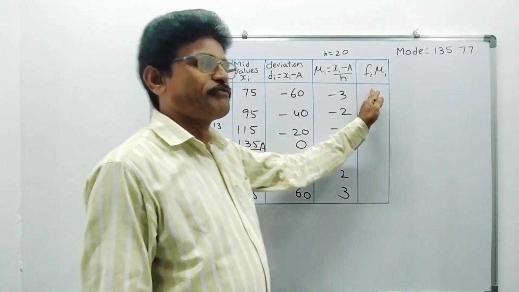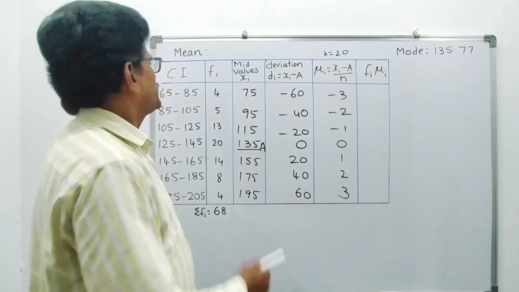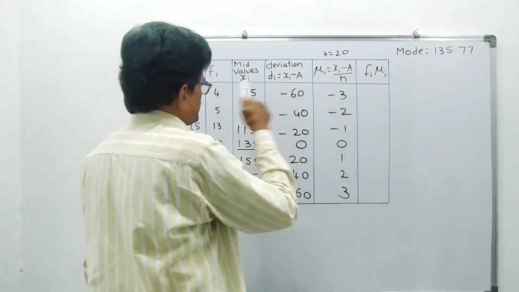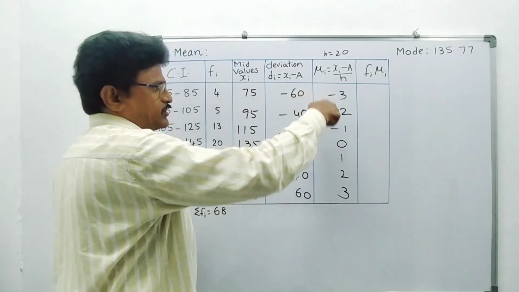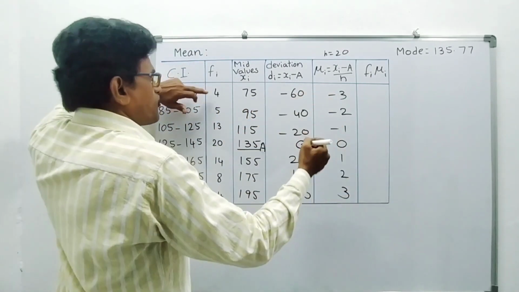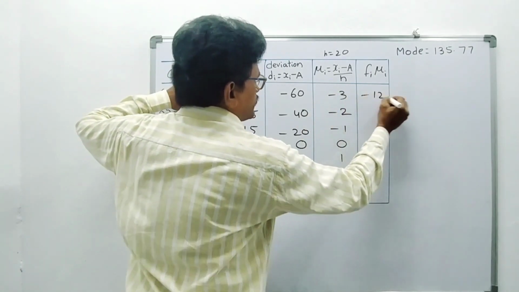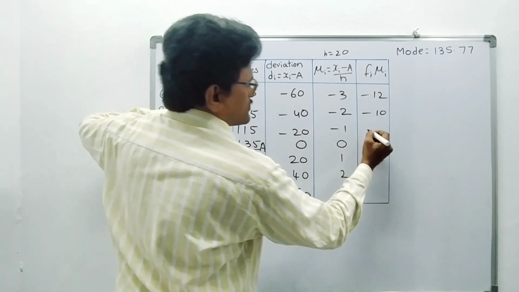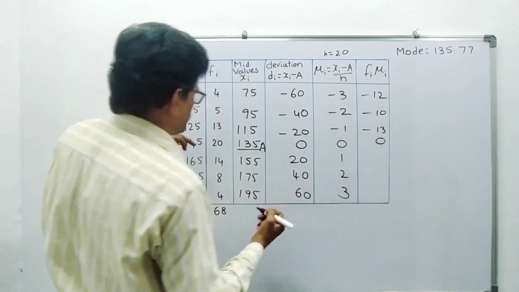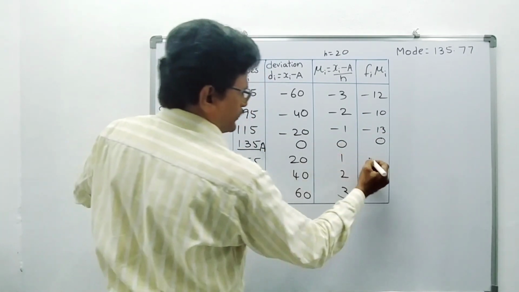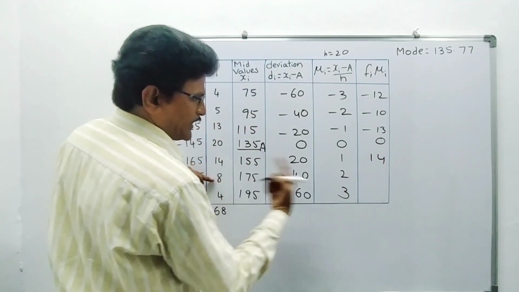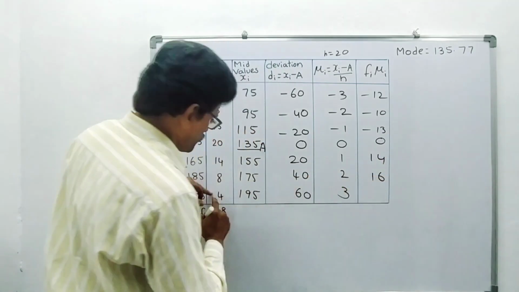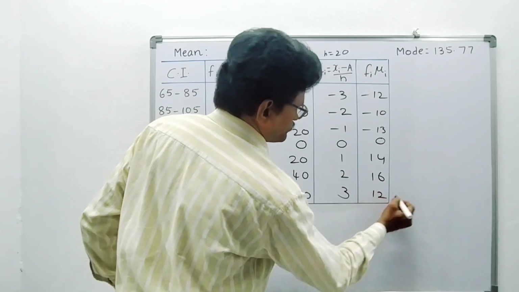Now students, fi into ui is what? Here fi for ui minus 3. You remember these values and these values. Take care about this. 4 times 3, minus 12. 5 times 2, here minus 10. 13 times 1 is minus 13. This one is 0 only. Now 14 into 1, positive value 14. 8 into 2, 8 twos are 16. 4 into 3, 4 threes are 12.